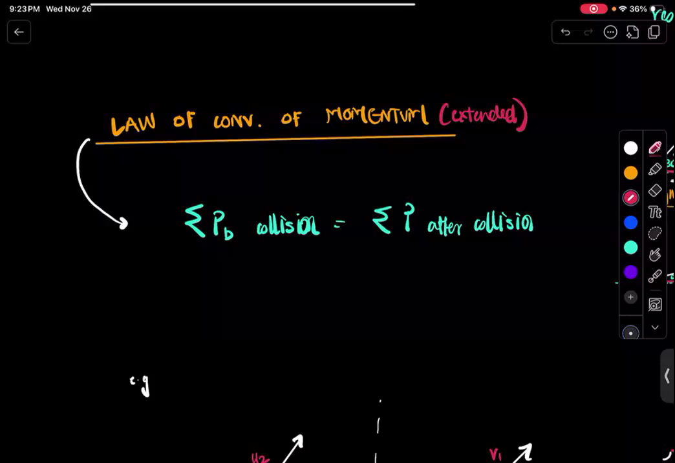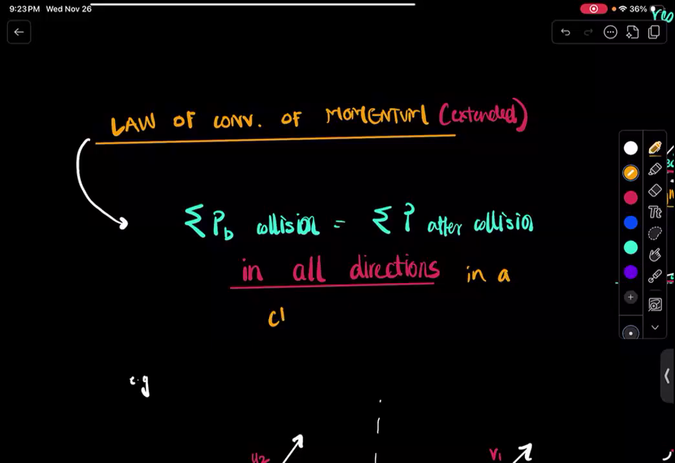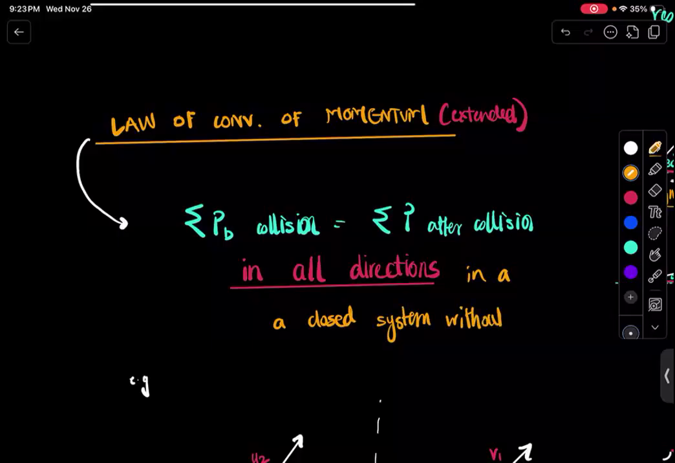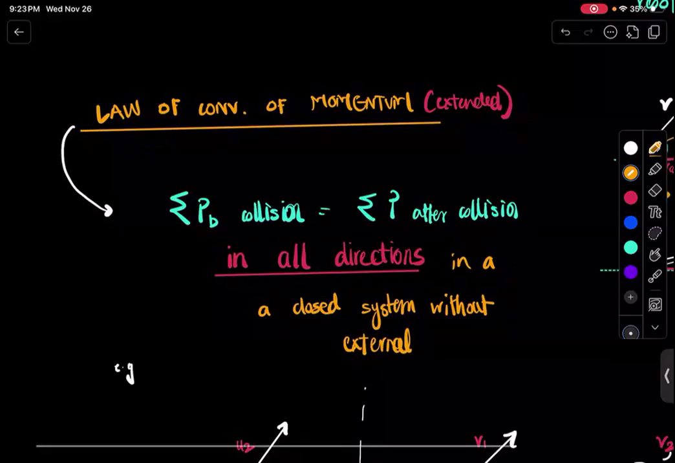But if you want to extend it even further and you want to generalize it for all directions, then you would say that the sum of momentum before collision equals the sum of momentum after collision in all directions. In all directions is a really important one. So this is the complete law of conservation of momentum. So, momentum is going to be conserved in all directions in a closed system without external forces. Okay, so this is the complete law of conservation of momentum.